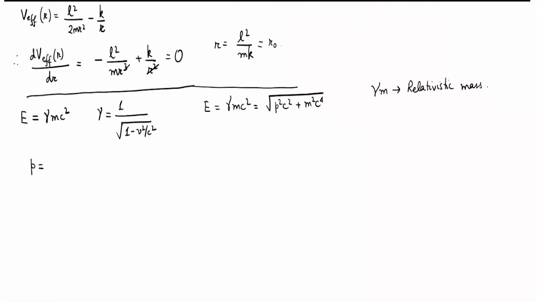What is momentum in terms of velocity? How can you write it? P equals gamma mv. So P equals gamma mv and E equals gamma mc squared. Okay.